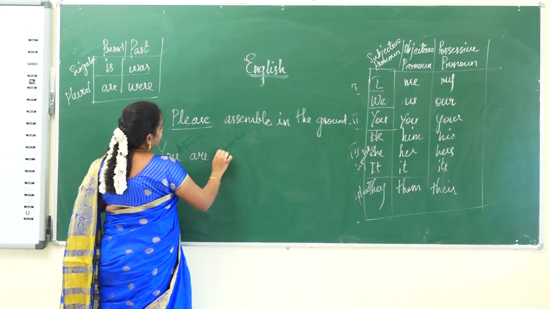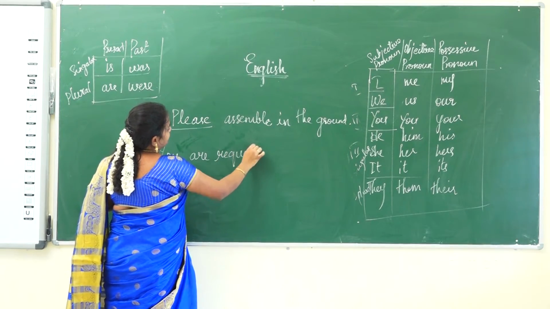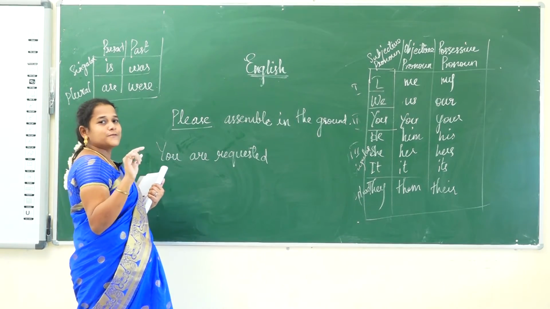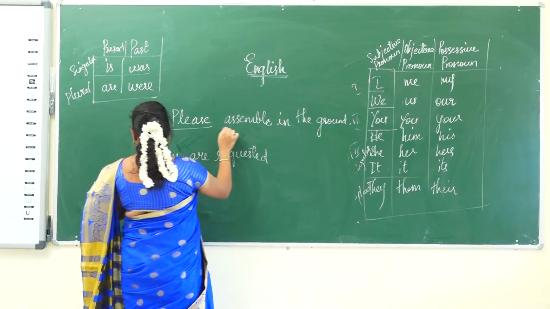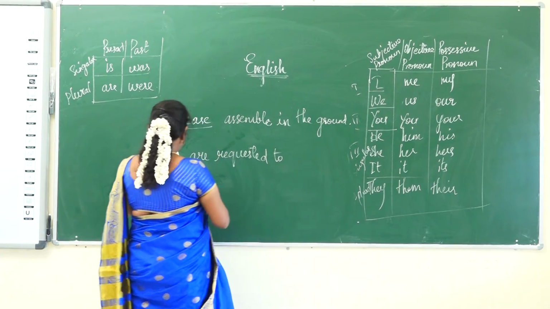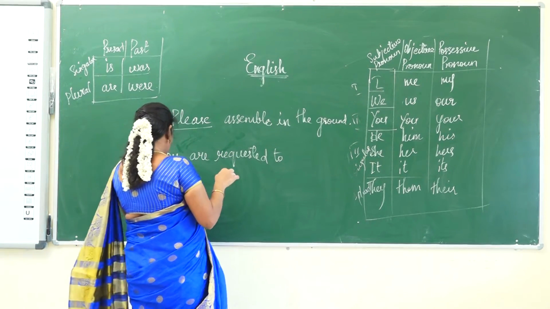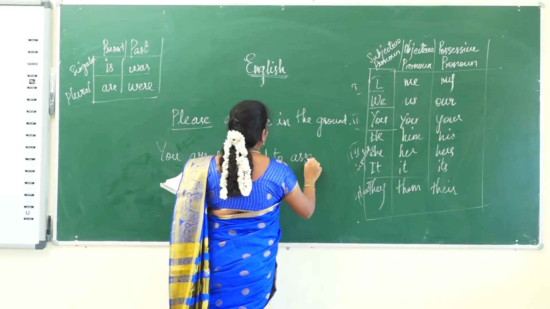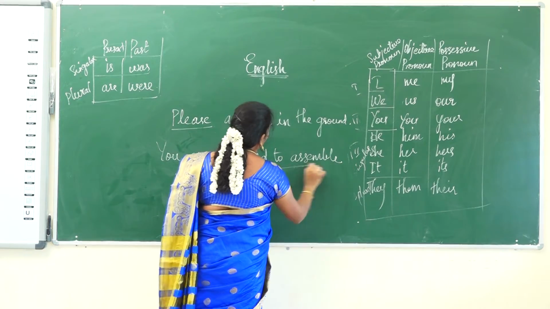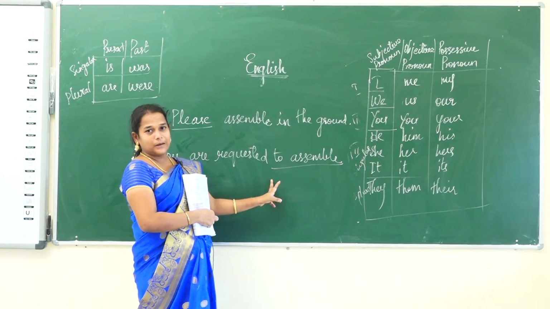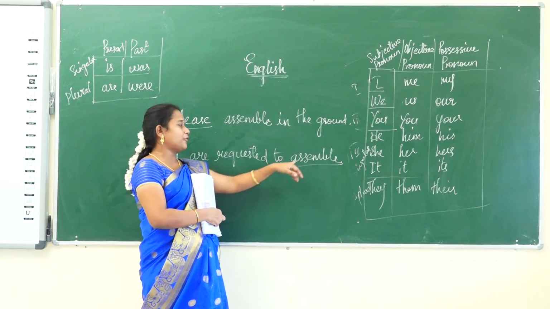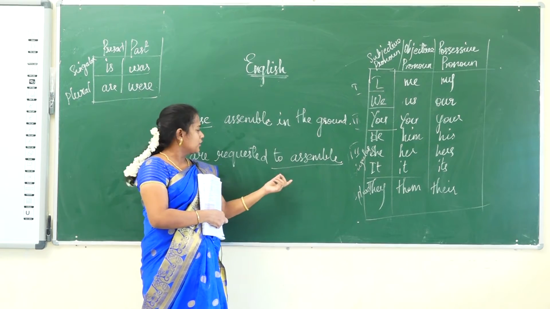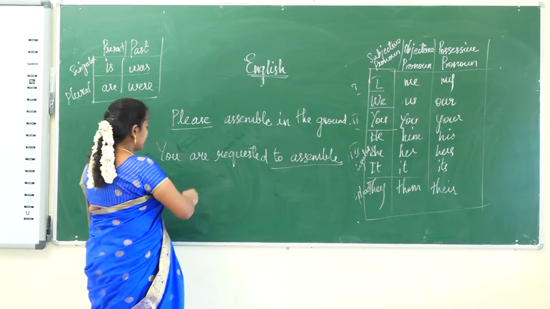You are requested. Already I told you what we have to do. We have to supply to in front of the verb. The word to, we are requested to assemble. We should not change the verb here because it is the infinitive verb. If you write to before the verb, it converts into an infinitive verb. After to, we should not change the verb. The verb should remain in the form of V1. So, as it is, to assemble in the ground.